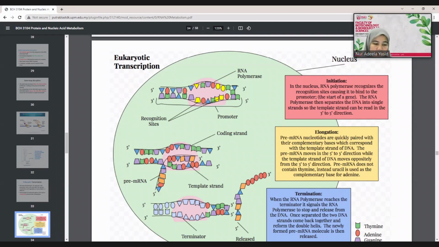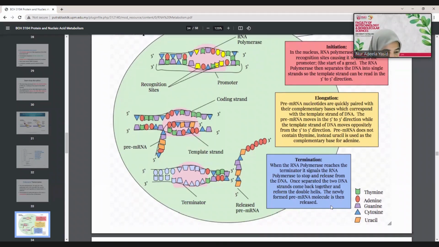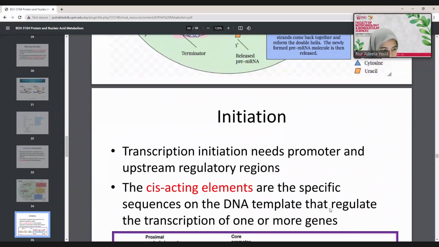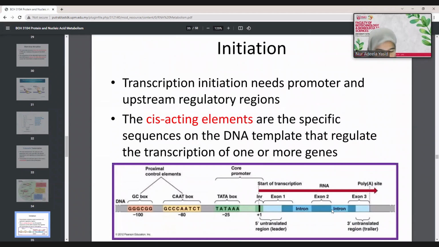For the termination, still in the eukaryotic transcription process, we still need a termination step to tell the RNA polymerase to stop, and we need to release the RNA. Okay, let's look in detail at what is meant by initiation.